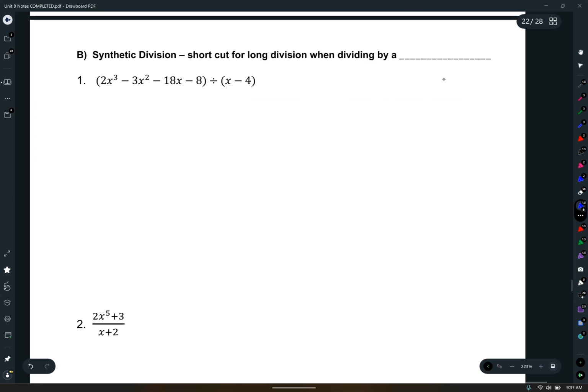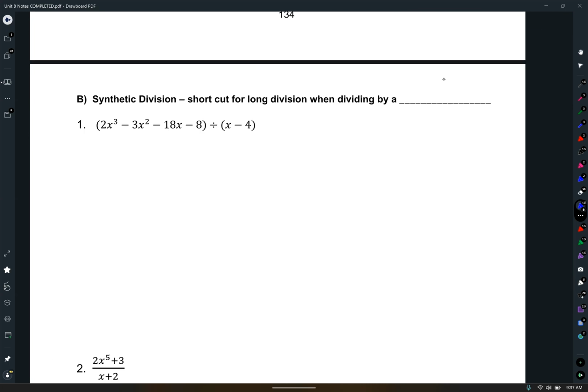Okay, now it is possible to do a shortcut on some of them. The shortcut is called synthetic division.